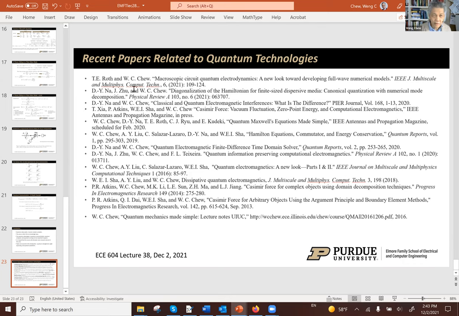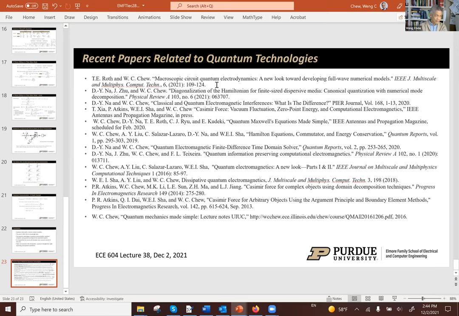And I have another student, Dr. Ross. He just joined Purdue University. He is looking into using computational electromagnetics to combine with circuit QED to model some of the things that you have in things like transmons, qubits, and things like that, which I think is very important.